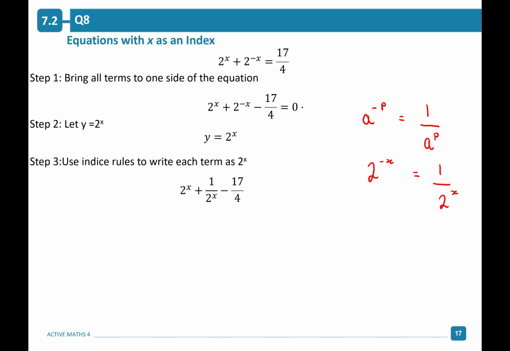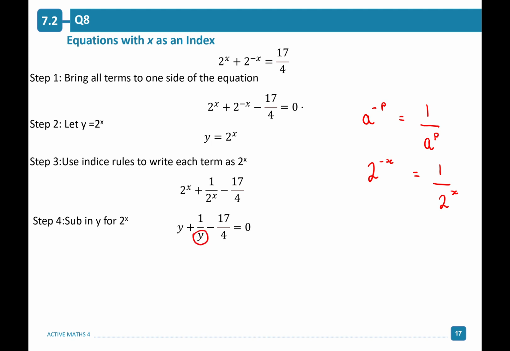This leaves us with 2 to the power of x plus 1 over 2 to the power of x minus 17 over 4. We now substitute in y for 2 to the power of x. This gives us y plus 1 over y minus 17 over 4 equals 0. We now need to solve for y. The first thing I see is that I have two fractions. So you must first get rid of your fractions. To do this, I'm going to multiply each term by my denominators.